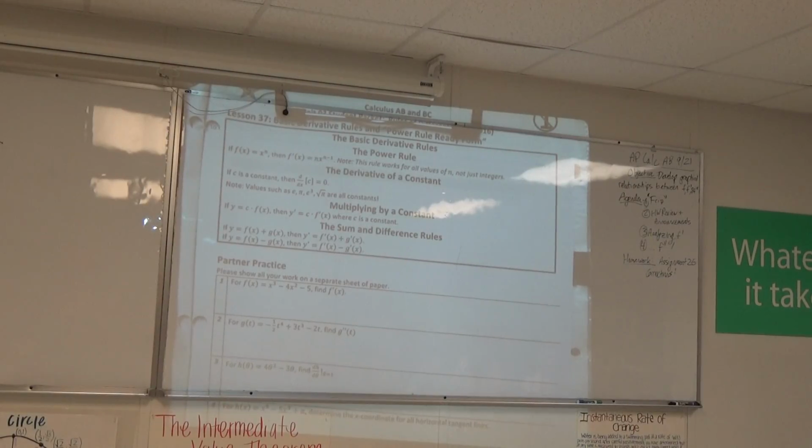Aaron, what would you look for? Position has a relative minimum. What do you look for in velocity? Where it changes from negative to positive. Where velocity changes from negative to positive.